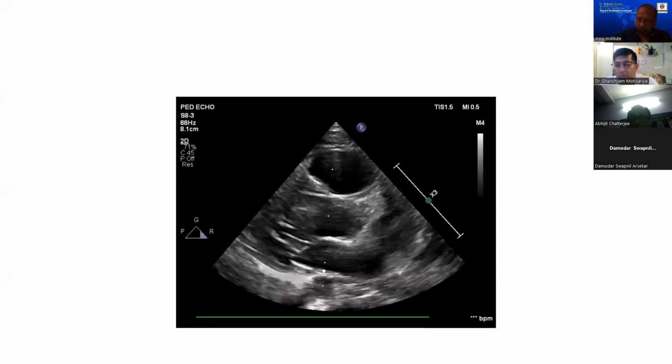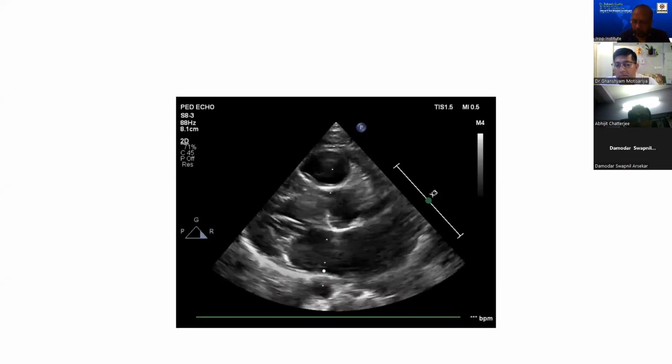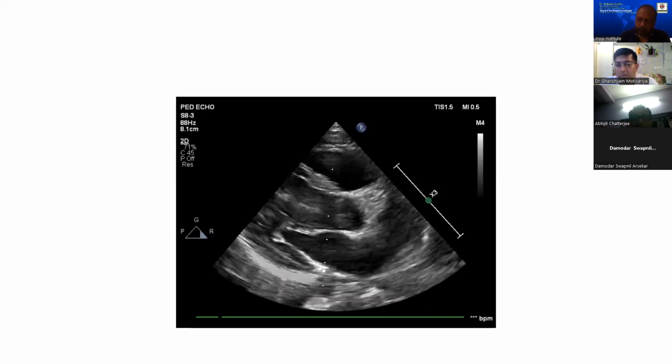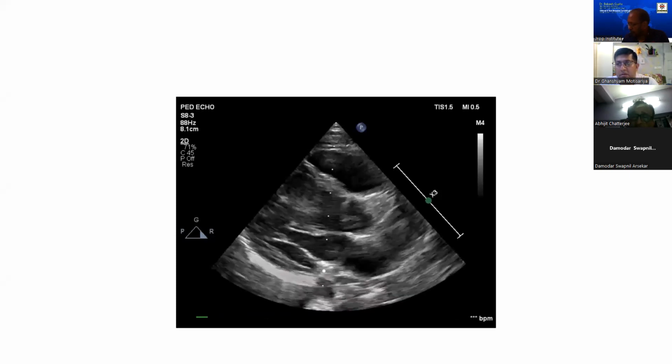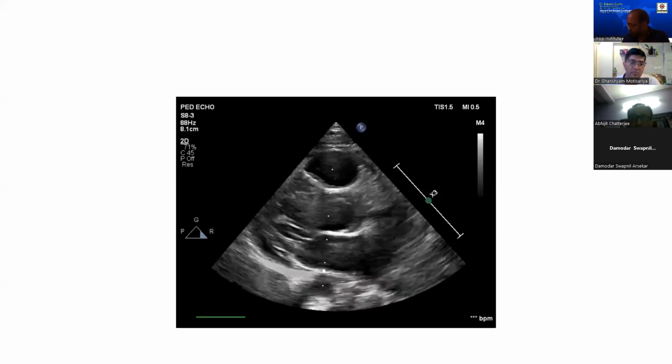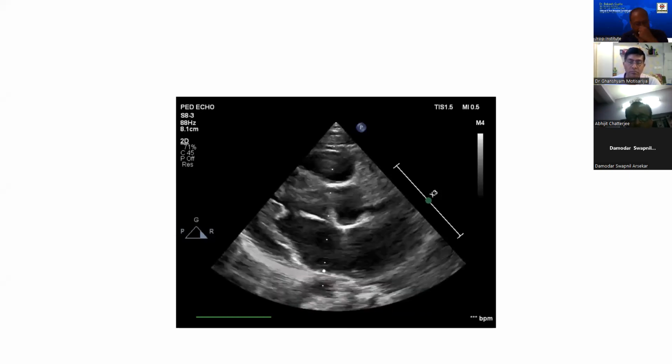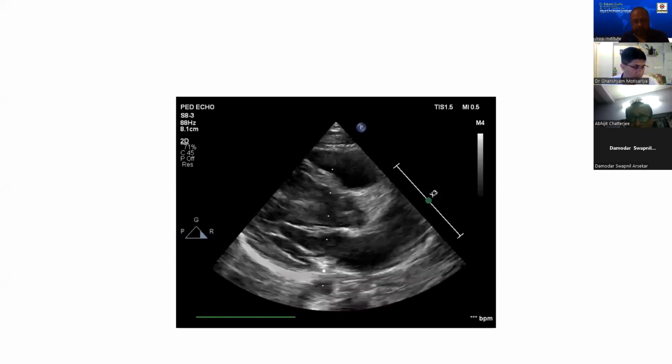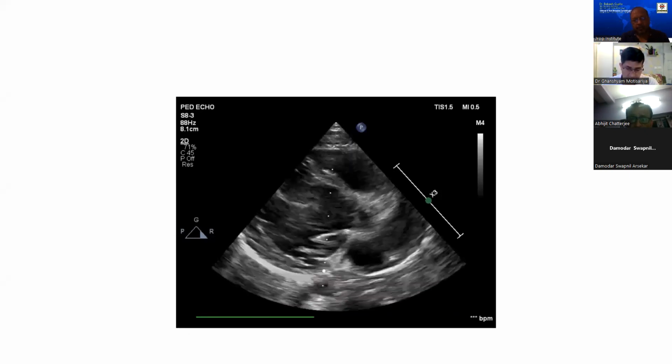The apical 5-chamber view and the apical 4-chamber view I will go for. Sorry, the apical 5-chamber view I will go for, and I will put the continuous wave Doppler across the aortic valve, and I will get the mean gradient and the peak velocity.